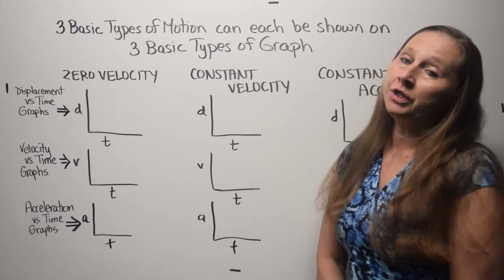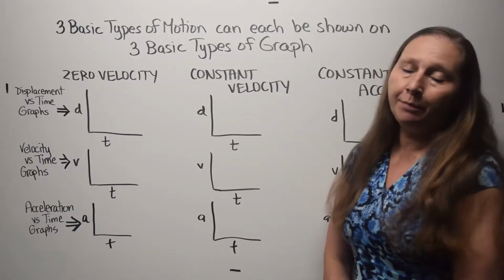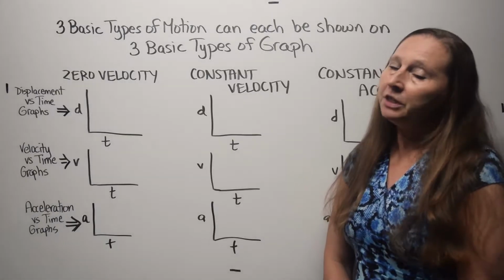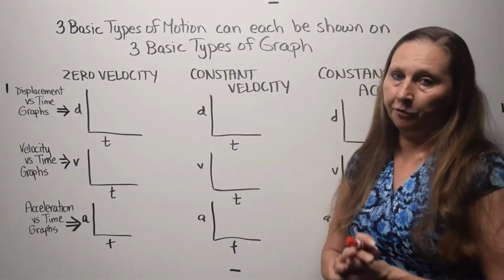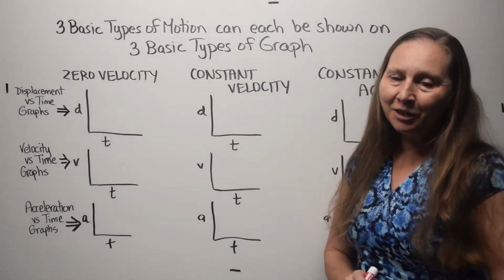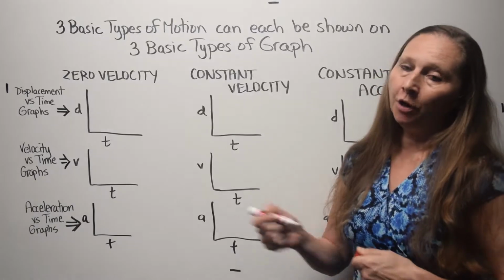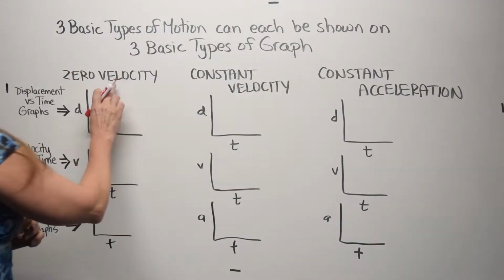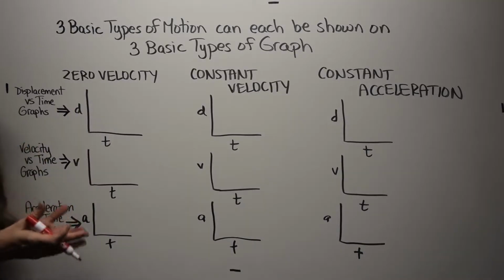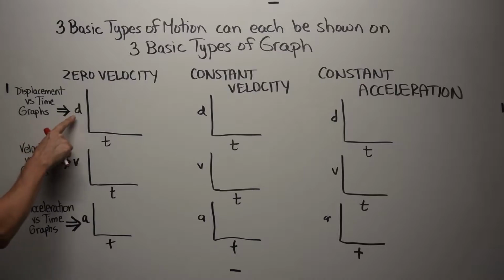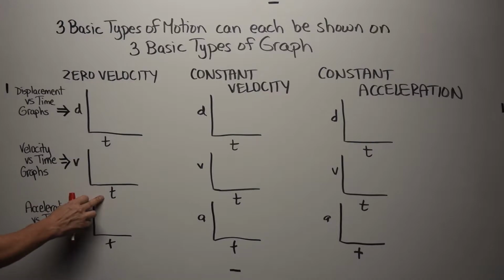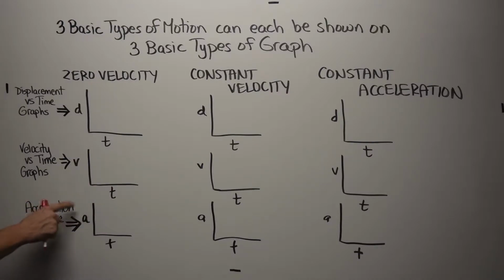I'd like to show you a summary of different types of motion on different types of graphs before we go into more detail, to give you an overview of what we'll be talking about in detail in the rest of the video. So, zero velocity, in other words not moving, can be shown on a displacement versus time graph, d-t. It can be shown on a velocity versus time graph, v-t. Or it can be shown on an acceleration versus time graph, a-t.